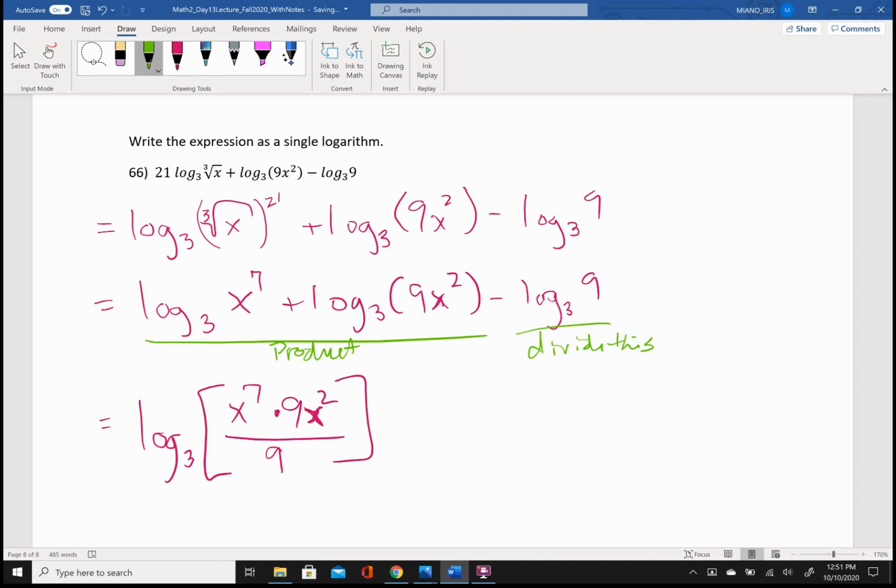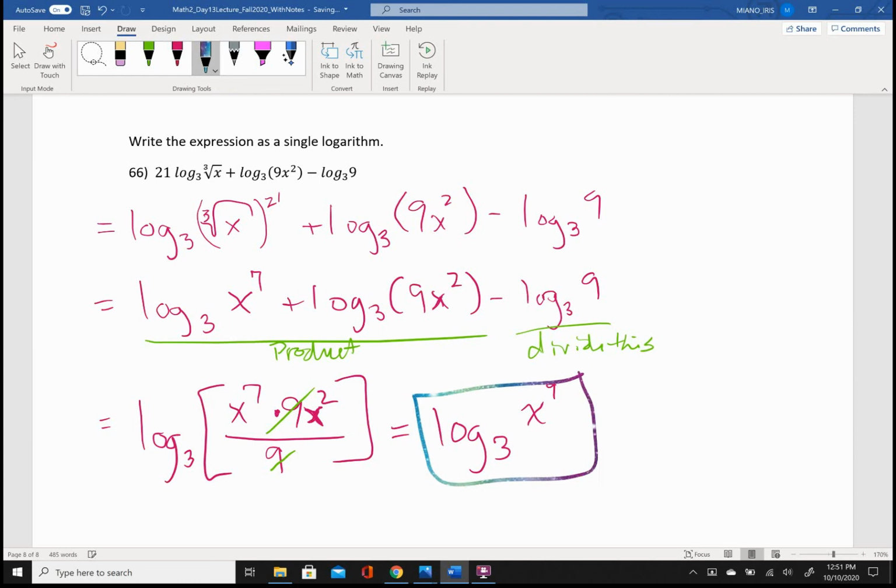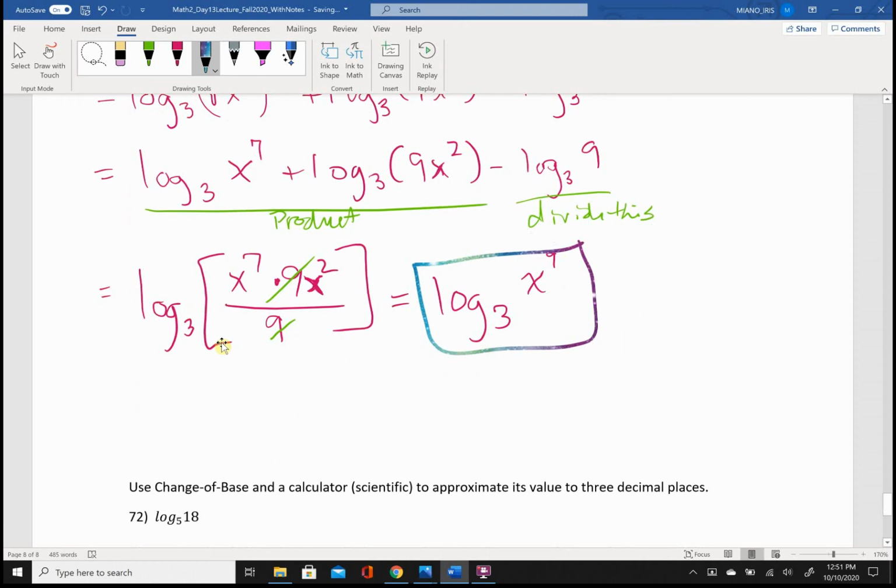Okay, do we have any simplifying to do here? Oh, yes, we do. Cancel out those 9s and multiply those x's together, and you will get log base 3 of x to the 9th power. And that's it. We have expressed this in a single logarithm, and we have simplified it as much as we possibly can. All right, so we're done there.